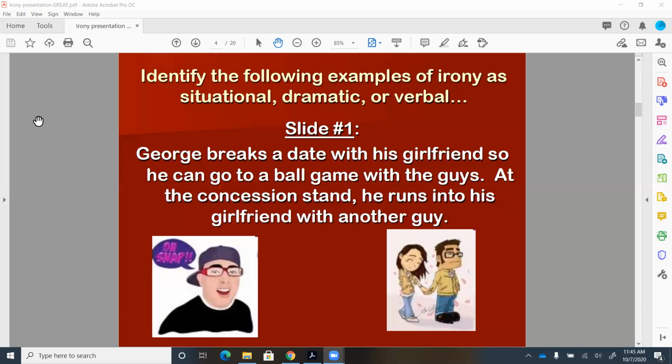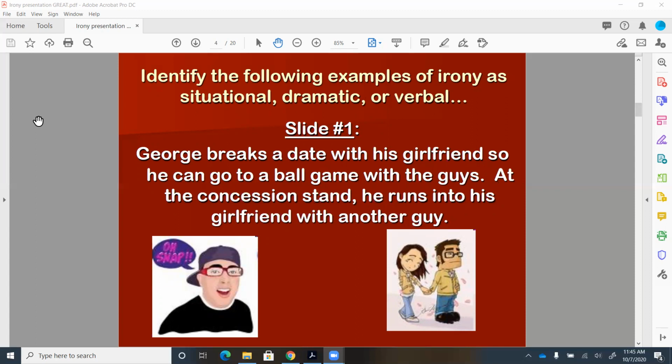All right, so we're going to look at some examples. It says to identify the following examples of irony as situational, dramatic, or verbal. So we'll read through them. I'll give you a few minutes to gather in your head what you think it is, and then you'll see if you're correct.